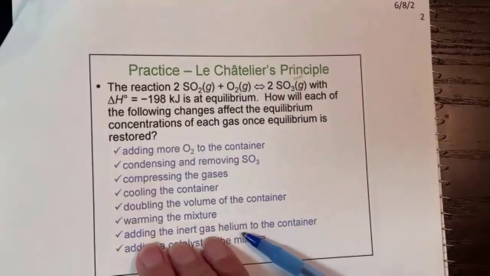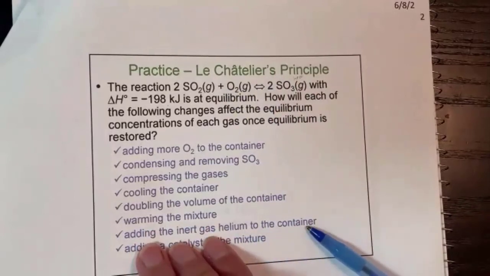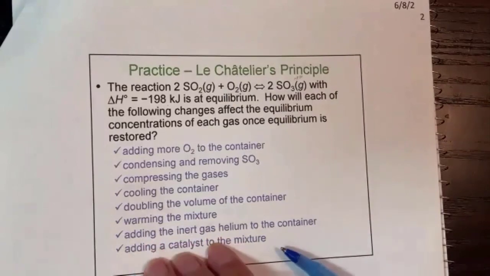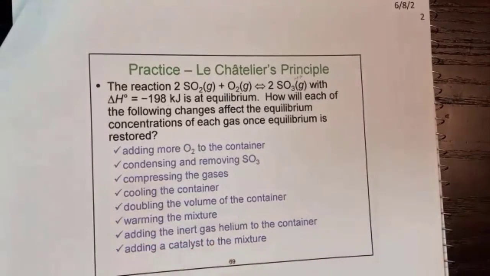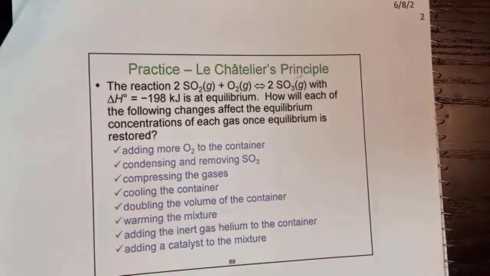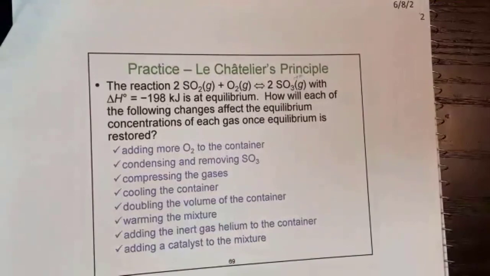Then it says adding inert gas helium to the container. What do you do? Inert gas is a trick question. No change, okay? So remember that. What about a catalyst? Does a catalyst make it shift to the right or left? Right, a catalyst is also no change, very good. All right, so that is actually the end of chapter 16.